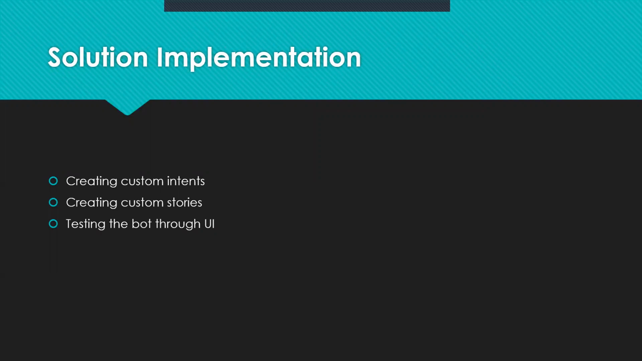Then we will discuss the implementation of our solution. We'll create our own custom intents for whatever problem we have chosen for the conversation to take place. We'll talk about different intents and what utterances the user is going to say for those intents. Then we'll design our stories based on the conversation flow. And after that, we'll test our chatbot in the web UI provided by RASA itself.